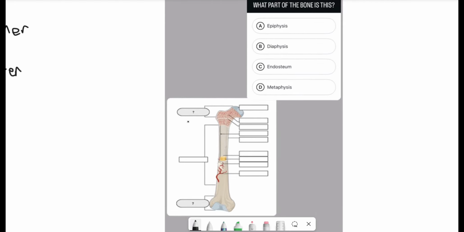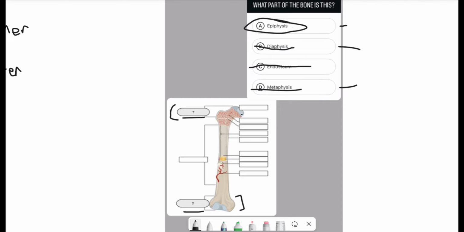Alright, so what is this pointing to here? So we have this and this, it's pointing to this region. Alright, regions of the bone. If we remember correctly, there's 3. There is epiphysis, diaphysis, and metaphysis. So you know it's not going to be your endosteum. You remember your diaphysis is going to be your shaft of the bone, and the metaphysis is going to be this middle part that connects the two. Right, so it's going to be your epiphysis. Remember, there's the proximal and the distal one.